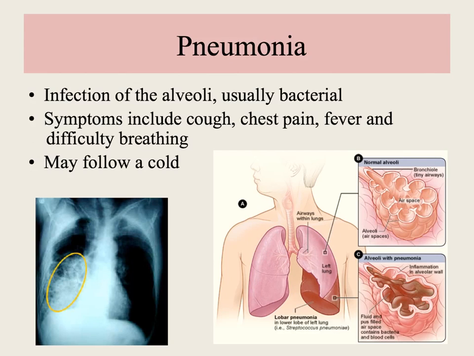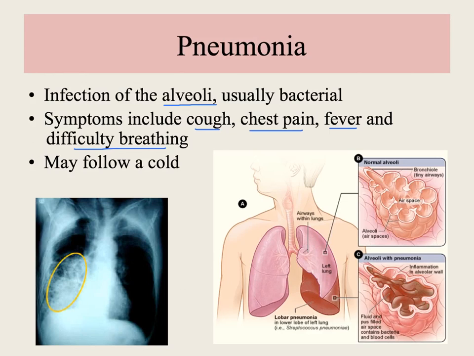Pneumonia is another infection. It's an infection now down in the alveoli, usually bacterial, though there are viral forms. And so, as you might expect, you've got a cough because it's right in your alveoli. You might often have chest pain and fever, which you generally have with infections. And of course, difficulty breathing, because you've got an infection down there blocking air passages.